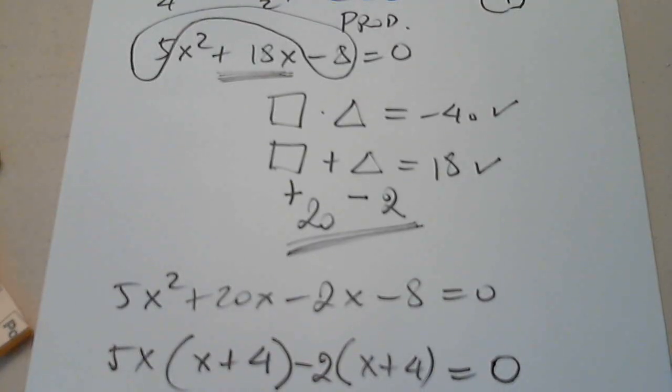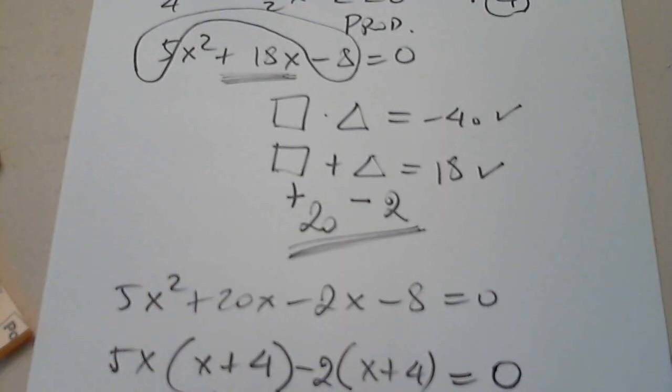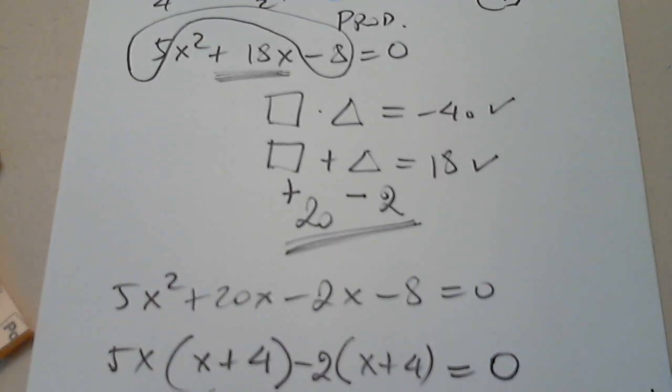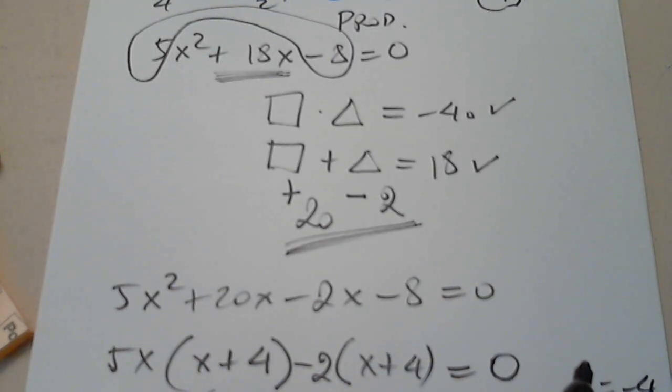Good. So, common factor now. It gets pulled out. X plus 4, and 5x minus 2. Very good. So two solutions. From here, I get x equals negative 4. When I move it to the other side, I set this equal to 0. I move 2 and divide by 5.